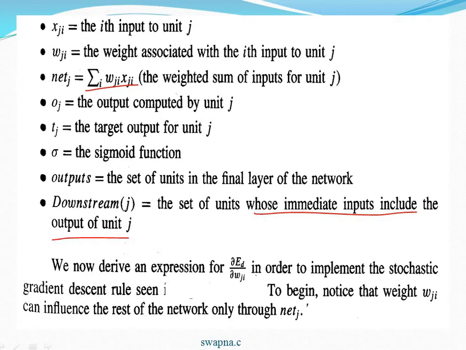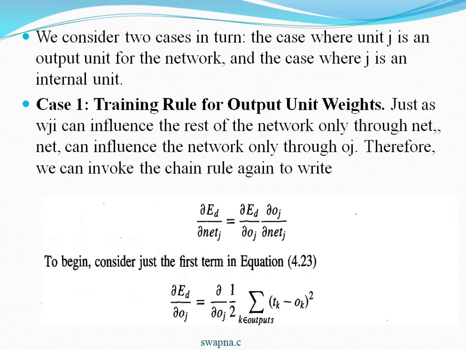Now we derive an expression for the error with respect to the weights, to implement the stochastic gradient descent rule. To begin, we use the net symbol. We are considering two cases. First, we find the training rule for output unit weights. After that, we find the rule for hidden unit weights. Here we need to find the training rule for the output unit weights.